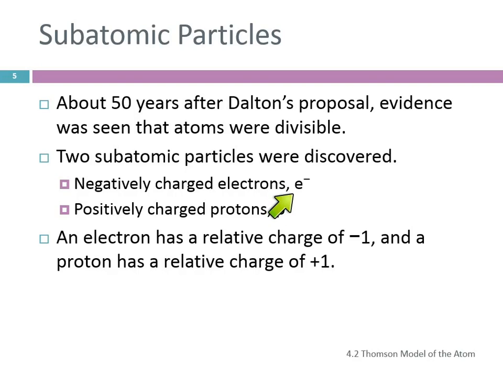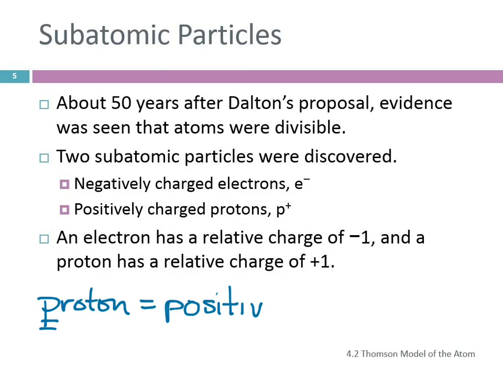This is the symbol for the electron, E with a superscript negative, because the electron has a negative charge, and the proton, sometimes we put a plus, sometimes we leave it off. But it's important to remember which one's positive and which one's negative. Proton starts with P. Positive starts with P. The proton is positive, so the electron has to be the negative one.